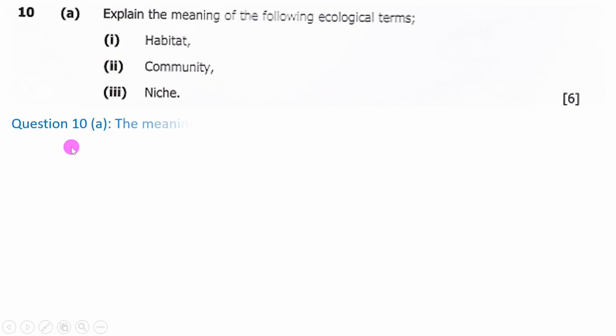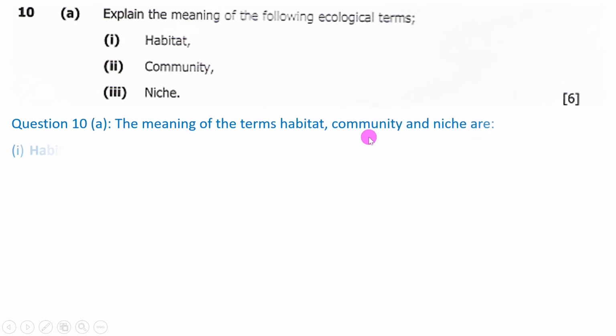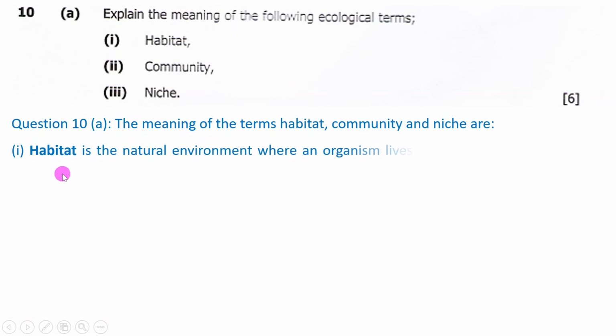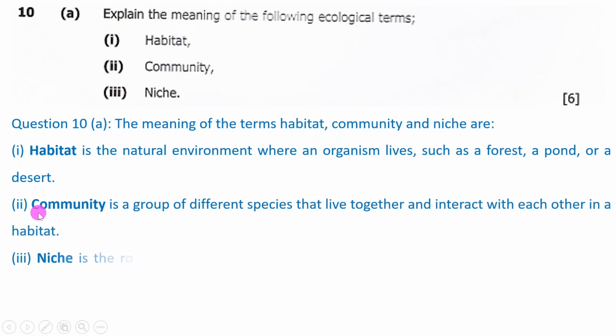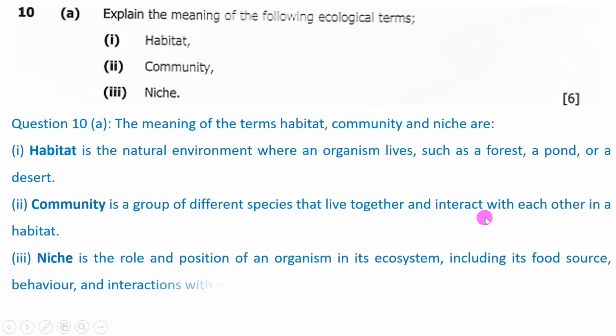So here we are saying that the meaning of the terms habitat, community, and niche are: habitat, number 1, is the natural environment where an organism lives, such as a forest, a pond, or a desert. Part 2, community, is a group of different species that live together and interact with each other in a habitat. The niche is the role and position of an organism in its ecosystem, including its food source, behavior, and interaction with other organisms. So when you answer like this, you get all the marks under question 10 part A.